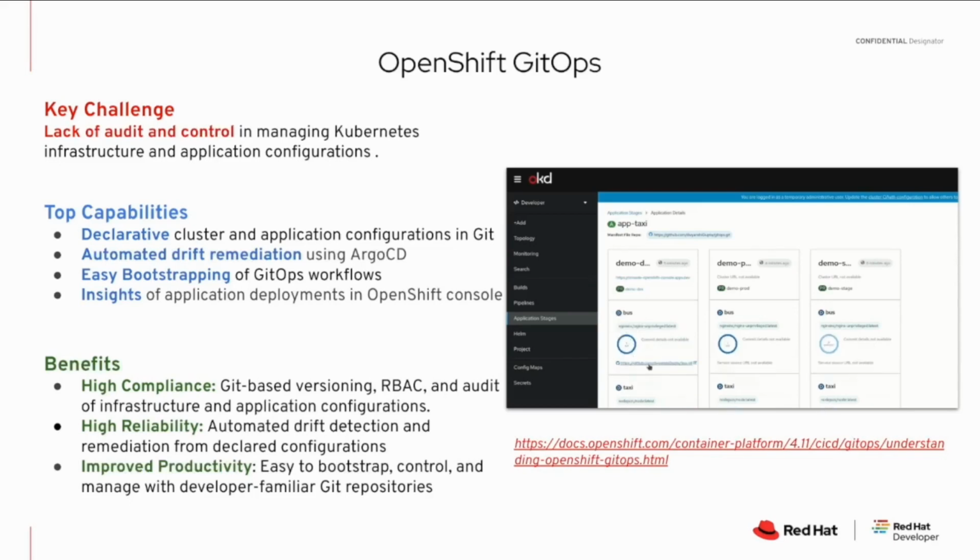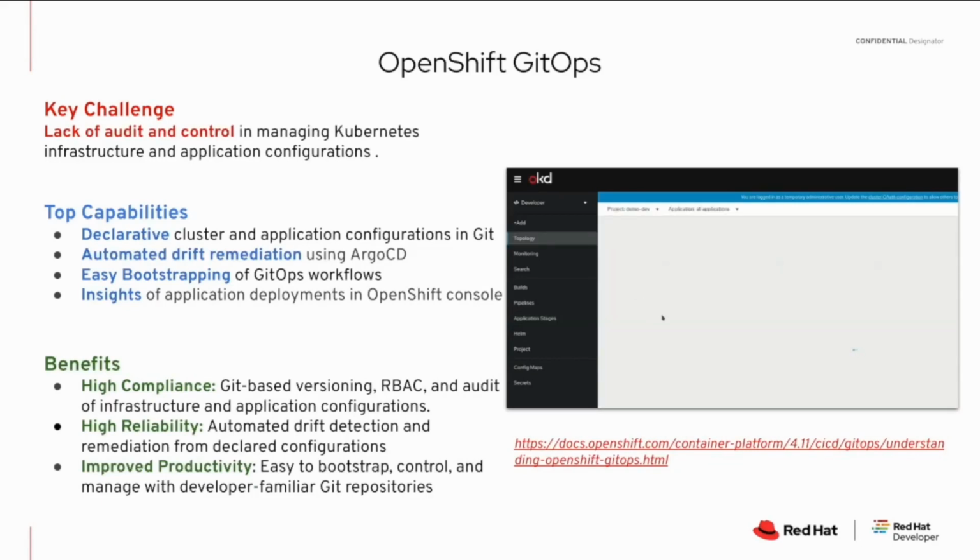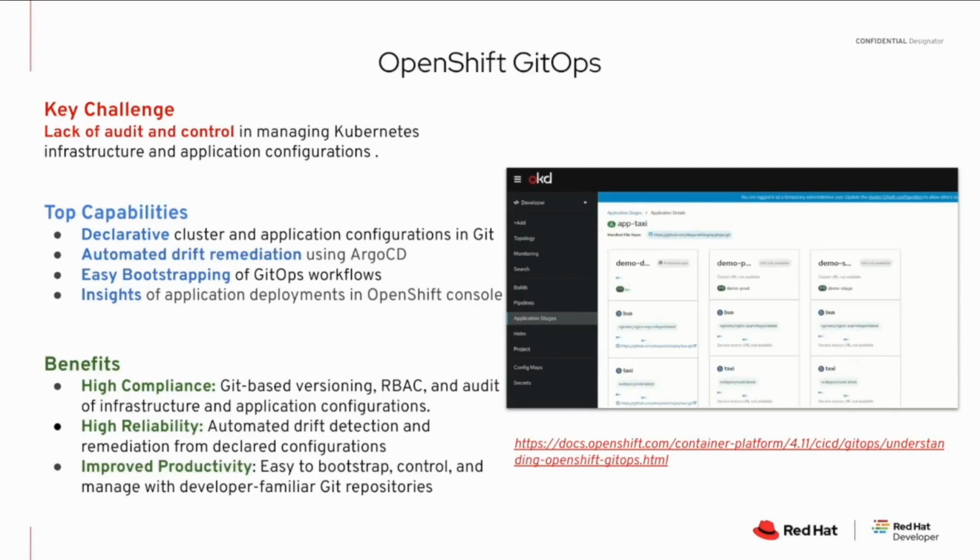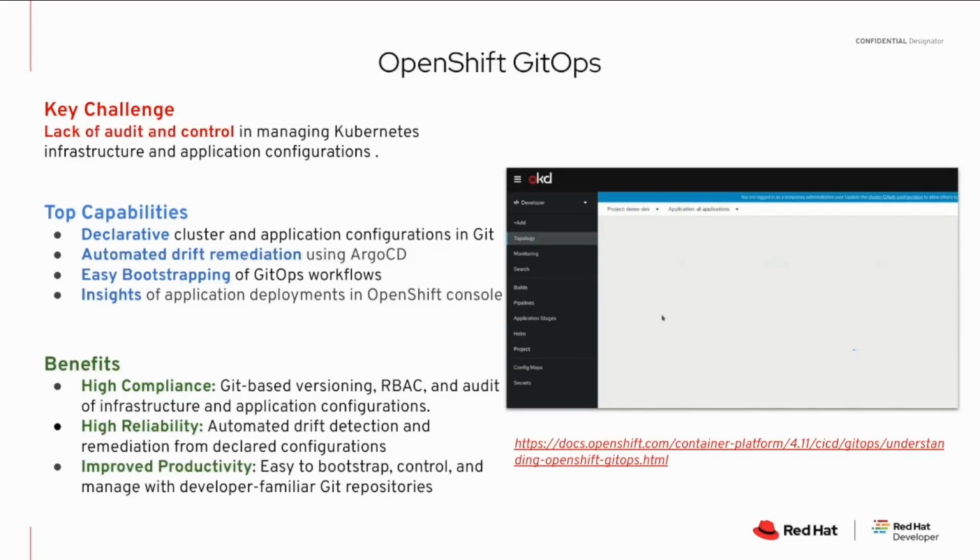So that lack of audit and control, the lack of ability to answer the question, why is this application doing this right now? Why was it set up to do this? And who did it? That was one of the key drivers of the GitOps principle. So the top capabilities of OpenShift GitOps, which is powered by Argo CD, an extremely popular open source project for the GitOps methodology for applications and for infrastructure, is that it gives you a declarative way of keeping application and cluster configurations in Git. And that gives you the whole power of Git, from versioning to audit, to RBAC to approval controls. You can do all of those things because Git is very rich with that.